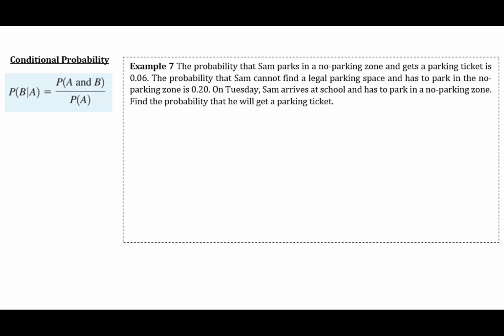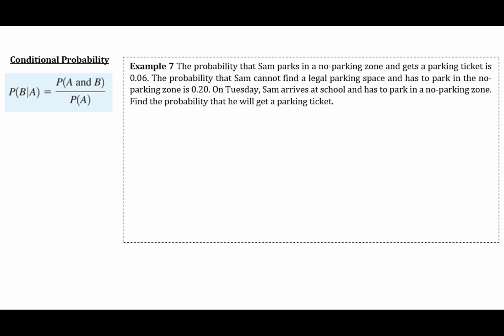So the probability of B given A is equal to the probability of A and B divided by the probability of A. So again, it's not technically a new formula. We already used it. We just rearranged to solve for a different part of it. So example 7 says that the probability that Sam parks in a no parking zone and gets a parking ticket is 0.06. The probability that Sam cannot find a legal parking space and has to park in a no parking zone is 0.2. On Tuesday, Sam arrives at school and has to park in a no parking zone. Find the probability that he will get a parking ticket.